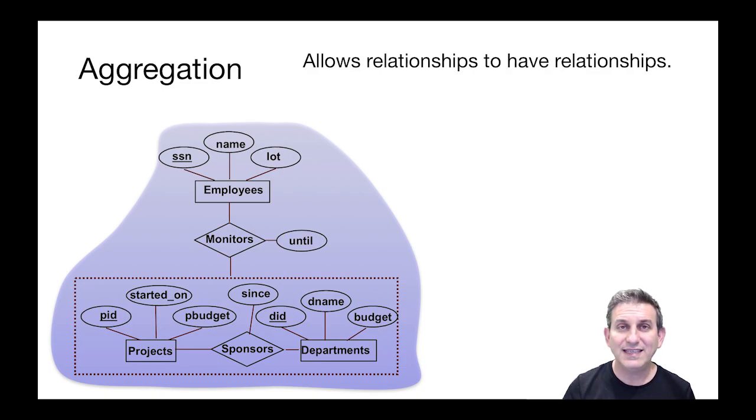So what is this actually saying in this ER diagram? It's saying that employees monitor the fact that a department sponsored a project. And that monitor can monitor it until some certain date. And that date can be different than the date that the sponsorship relationship had between the project and the department. Okay? And so this is just a simple example of a case where we want to encapsulate some subset of the graph, turn it into a big entity set, and allow it to participate in relationship sets.